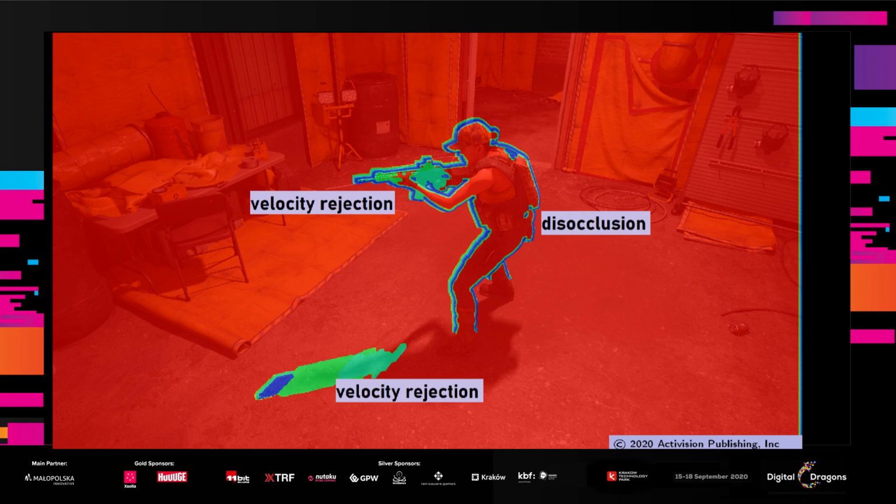Here's another heat map. We apply a similar rejection scheme based on the shadow caster velocity or for moving objects themselves.